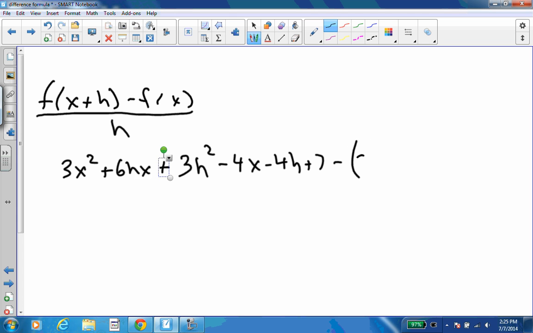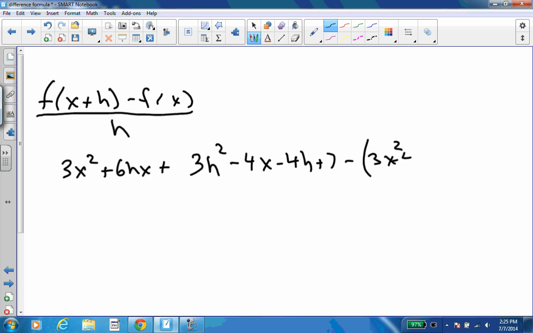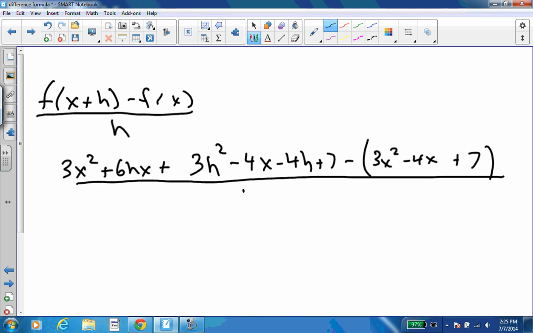Then we have to subtract 3x squared minus 4x plus 7, and all of that has to be over h. If you look closely, you'll see that we've got a minus 3x squared plus 3x squared. We've got a minus 4x minus a minus 4x. That'll go to 0. We've got a 7 minus a 7.